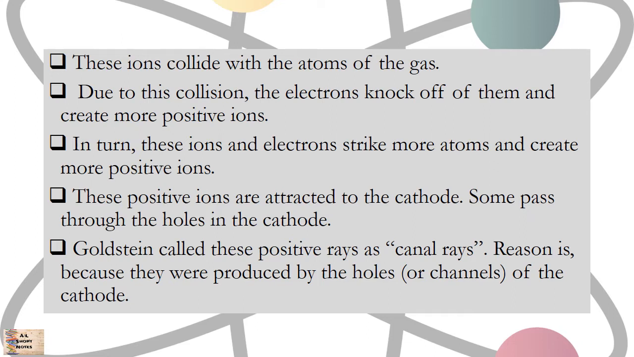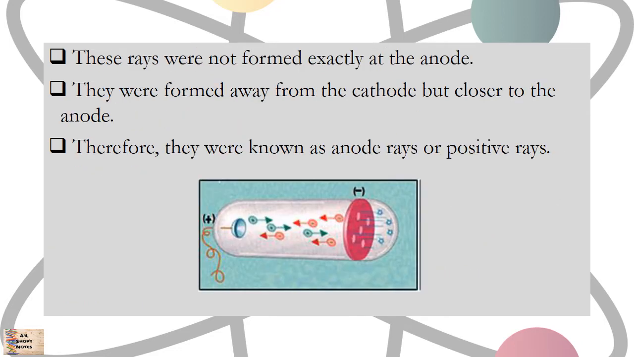Goldstein called these positive rays canal rays. The reason is that they were produced by the holes or channels of the cathode. These rays were not formed exactly at the anode. They were formed away from the cathode but closer to the anode. Therefore, they were known as anode rays or positive rays.